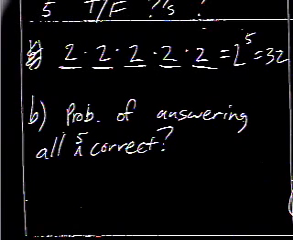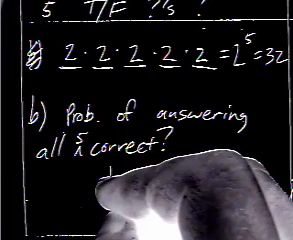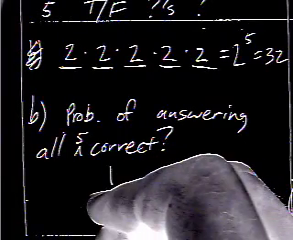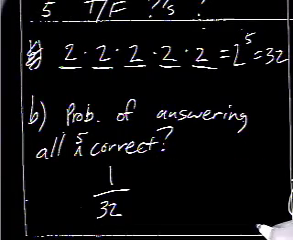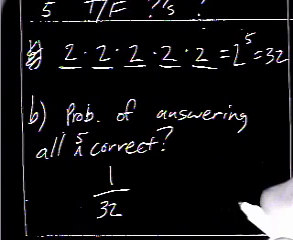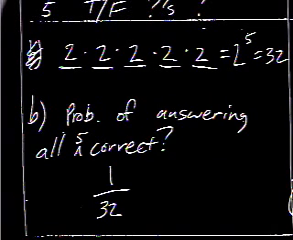So what's the probability of answering all 5 correct? Well, out of those 32 different options, only one of them has all 5 correct answers. There's only one right answer key. So the probability of getting them all correct is 1 out of 32.